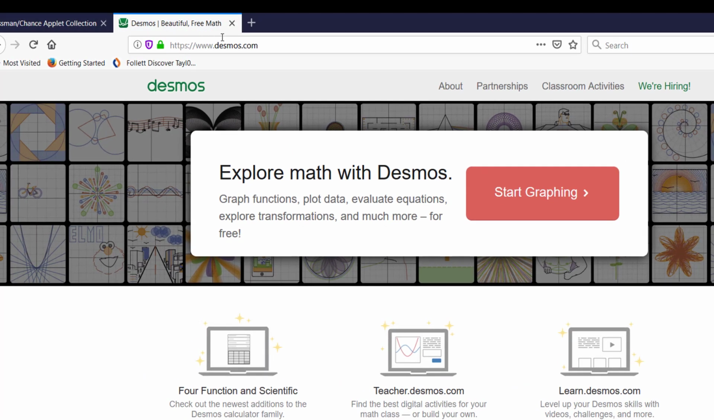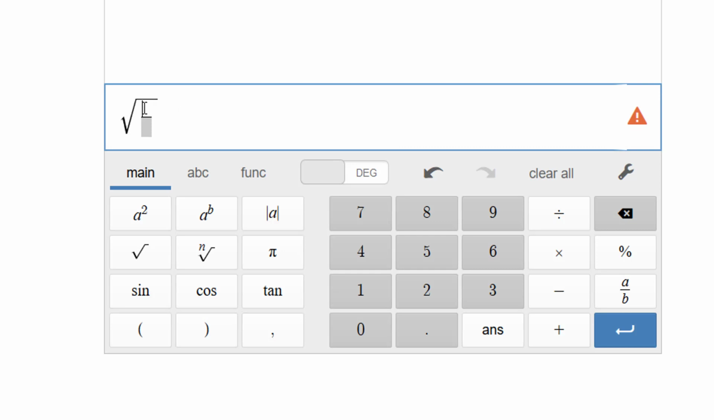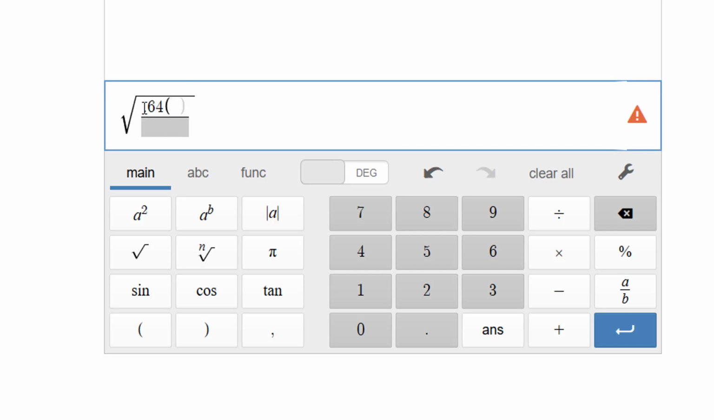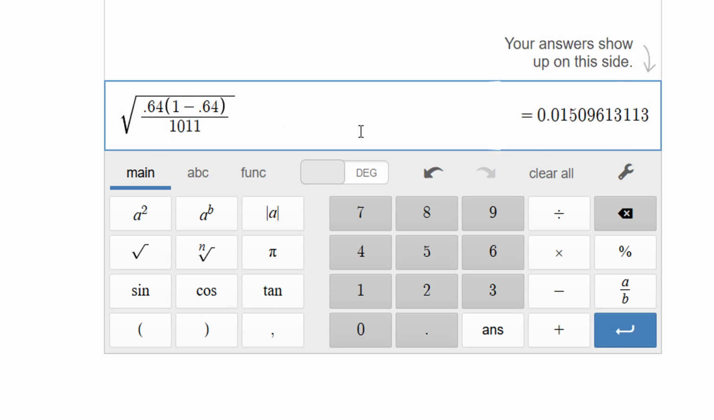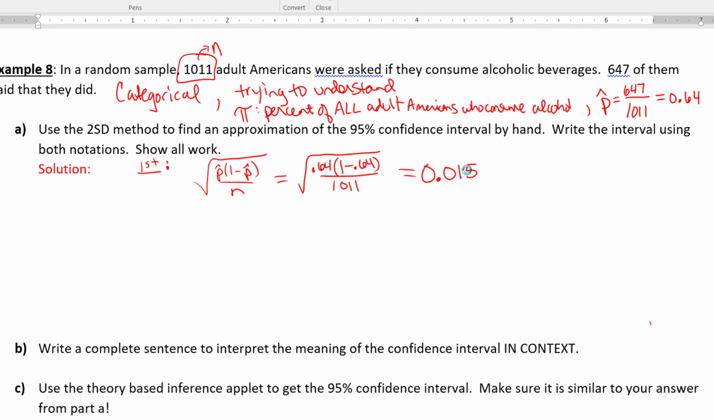Again, you could go to desmos.com and click on scientific. You click the big square root button, and then you hit the fraction button. And in the numerator, we'll put the 0.64 parentheses 1 minus 0.64. In the denominator, we'll put the 1,011. And it says that our answer is 0.015. I'm just going to go ahead and round that to 0.015. All right, that's the first step. Find the approximation of that standard error of the distribution of sample statistics.